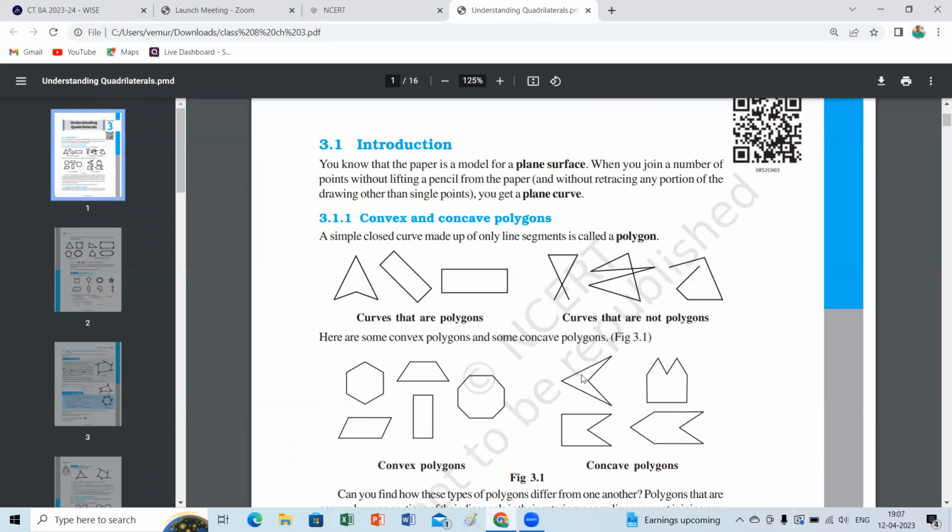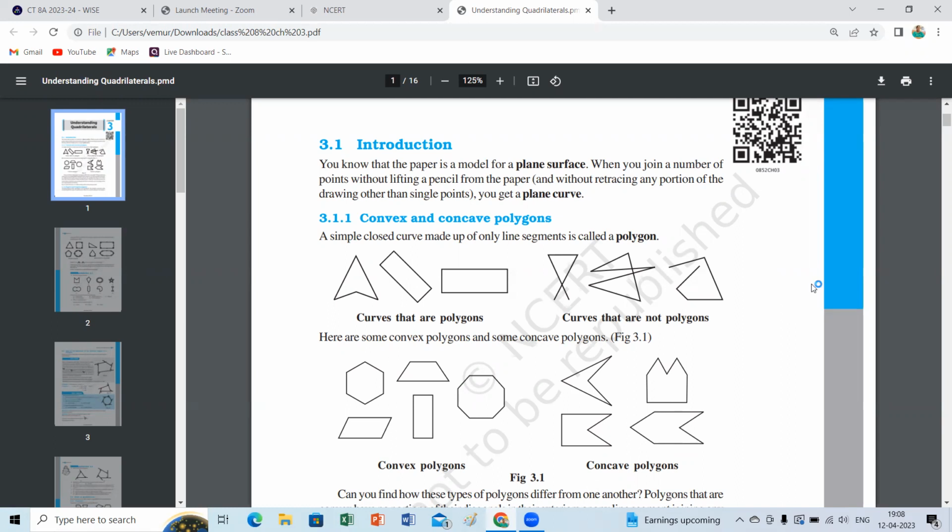If you see the second set of figures, in figure 3.1 a few are on the left side and a few on the right side. The right side figures are closed and also bounded by line segments. What is this? 1, 2, 3, 4, 5, 6, 7. Septagon or heptagon. And 1, 2, 3, 4, 5: this is a pentagon. 1, 2, 3, 4, 5, 6: this is also a hexagon.